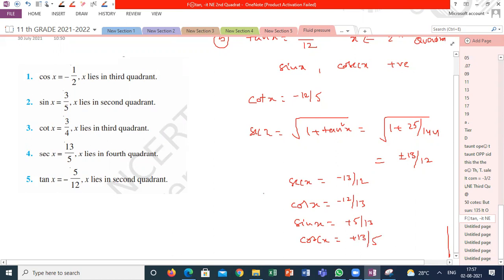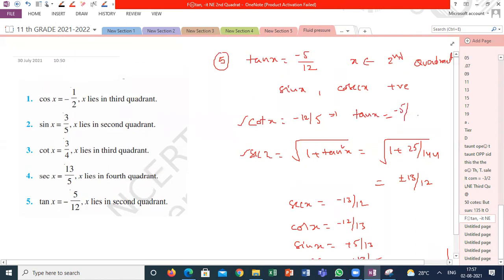Yeah, that's it. Secant is there, tan is there, cot is there. Everything is there. Tan you didn't do? Tan is the reciprocal of this one. Tan is given, minus 5 by 12. Yes, sir. So guys, it is an easy way you can answer.